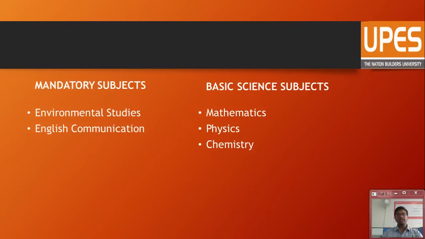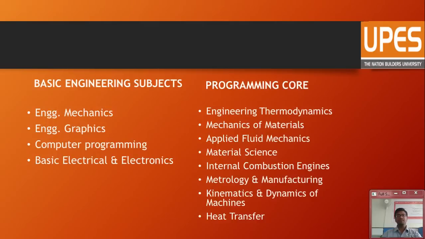So let us see the mandatory subjects. These are environmental studies, English communications, and the basic sciences. Science subjects are mathematics, physics, and chemistry. Basic engineering subjects are engineering mechanics, which will help you understand the loading conditions in different machineries; engineering graphics, which is again important in drawing; computer programming; and basic electrical and electronics. Then let us come to the program core subjects: thermodynamics, mechanics of materials, applied fluid mechanics. These are the different subjects we have kept in the basic program.